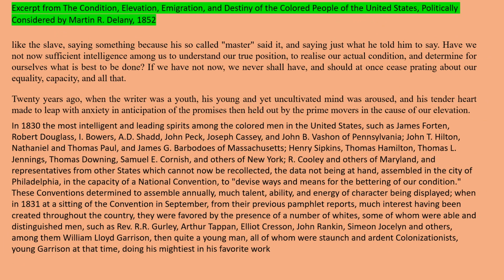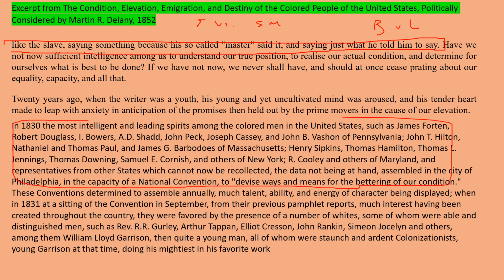And on this page here, again, the comparison of the slave and the bondsman, like the slave saying something because his so-called master said it and saying just what he told him to say. This is the relationship between the slave and the slave master, whereas the bondsman is more about the bondsman and the law. And they list a series of prior examples of leadership.